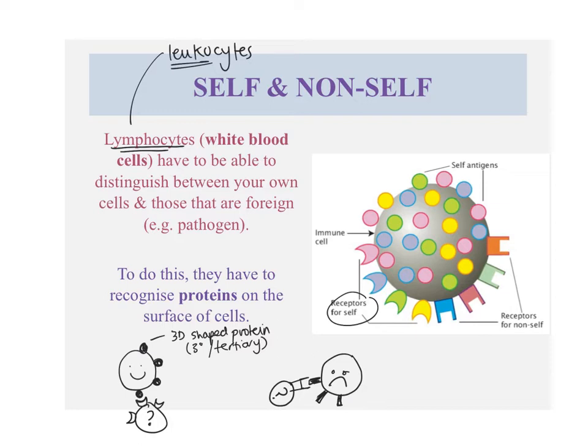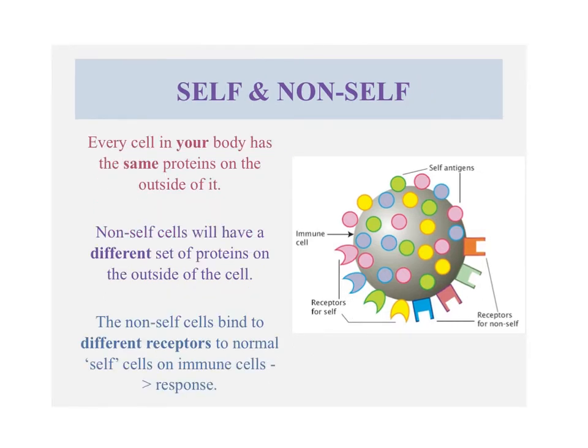If our white blood cells have receptors for self that bind to self cells, they're like, okay, cool, that's fine, carry on. But if the receptors for non-self bind to a pathogen, then your body starts to respond. And sometimes that response is an immune cascade.